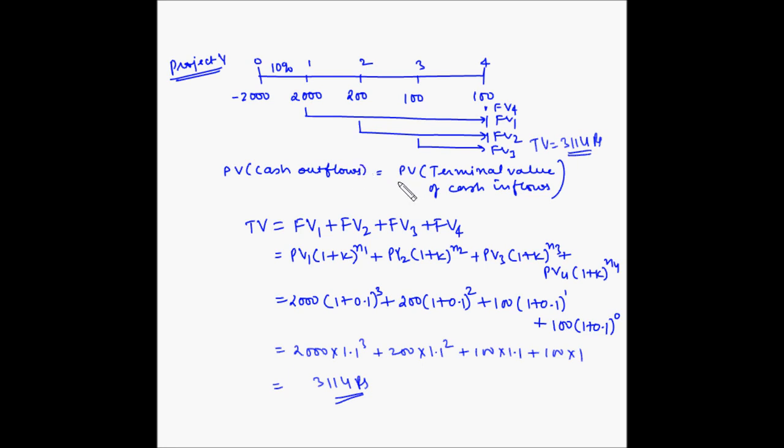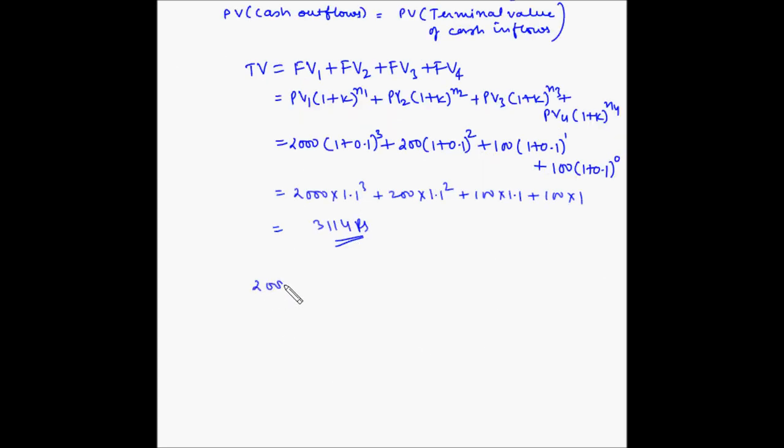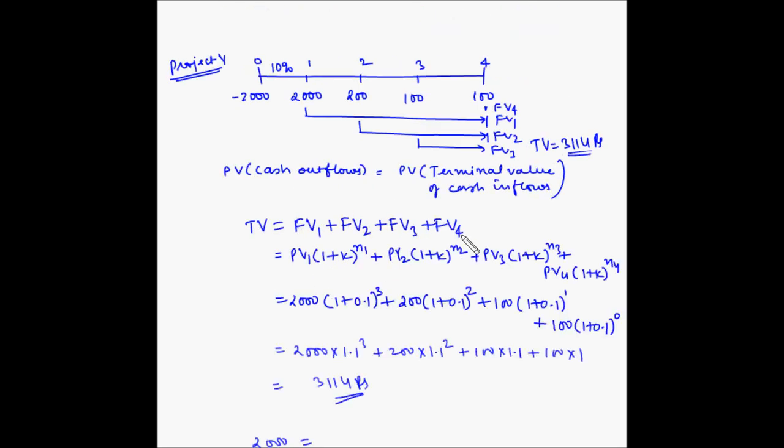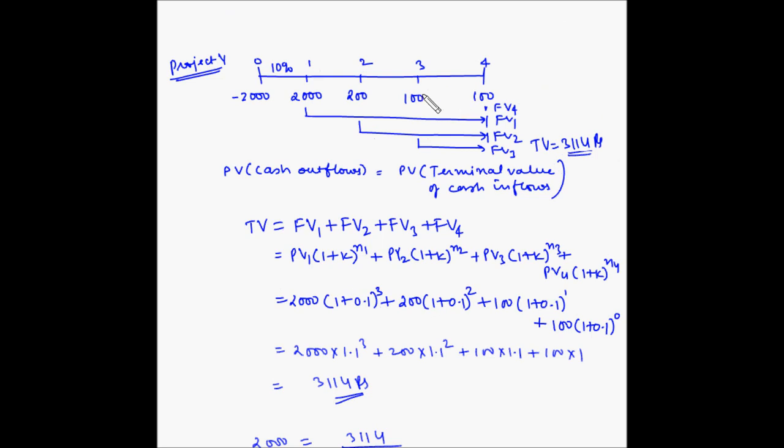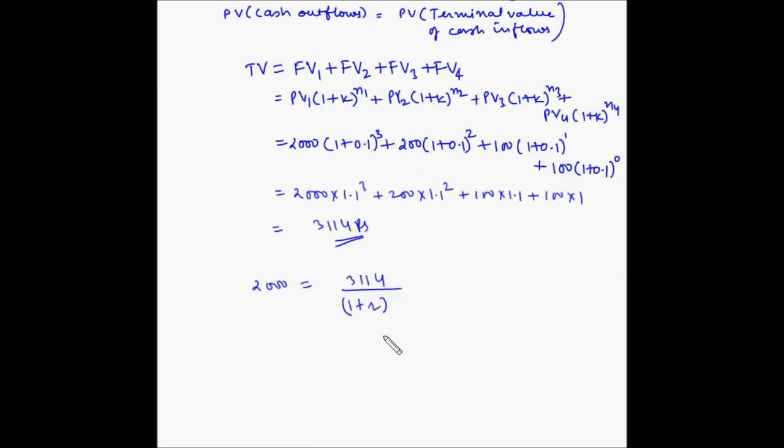So here let's find the modified internal rate of return. So present value of cash outflows is 2000. So 2000 is equal to present value of terminal value of cash inflows. So the future value is 3114 rupees. So 3114 divided by 1 plus R, that is the modified internal rate of return, to the power 1, 2, 3, 4.